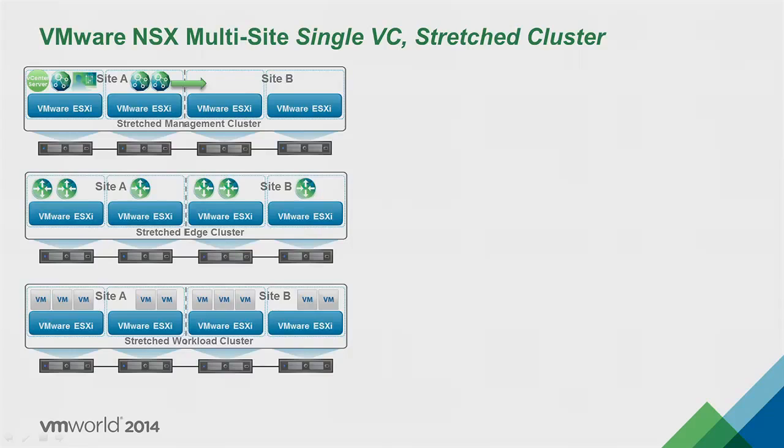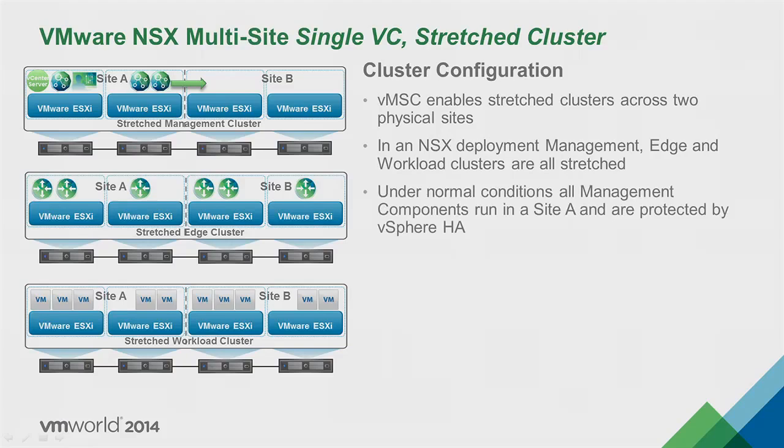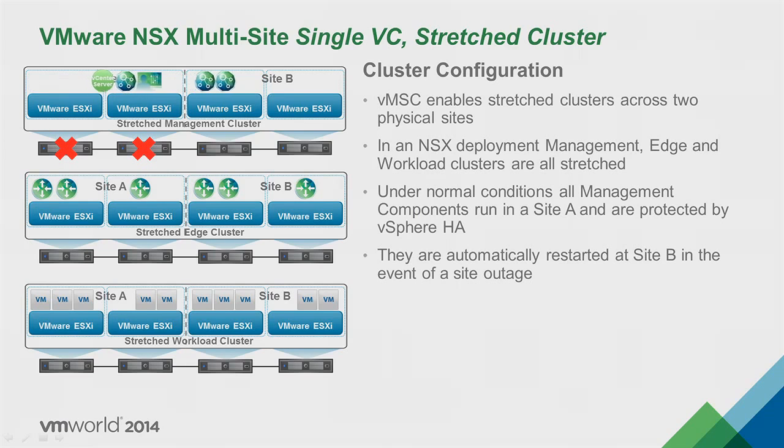Okay, so now I'm going to cover the cluster detail in our stretch cluster scenario. As we said, Metro storage cluster enables our stretch clusters across 2 physical sites. In an NSX deployment, all of our clusters will be stretched. Under normal conditions, all of the management components will run active in a single site. Because they're protected by vSphere HA, these components would automatically be restarted over at site B in the event of a failure.